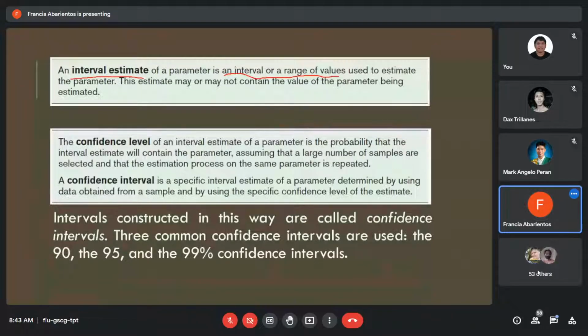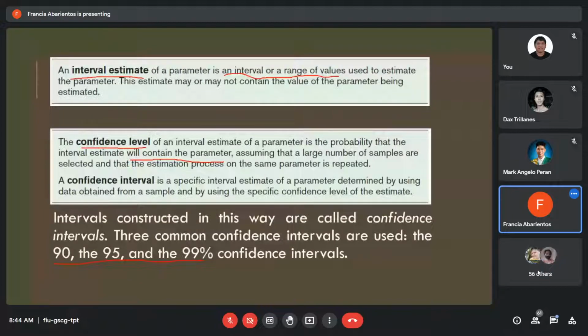Interval estimate. We have now the confidence level. Alam nyo na to. So this is the probability that the interval estimate will contain the parameter, assuming that a large number of samples are selected and that the estimation process on the same parameter is repeated. Ang confidence interval class, ito na yung common natin nakikita is the 90, the 95, and the 99%.